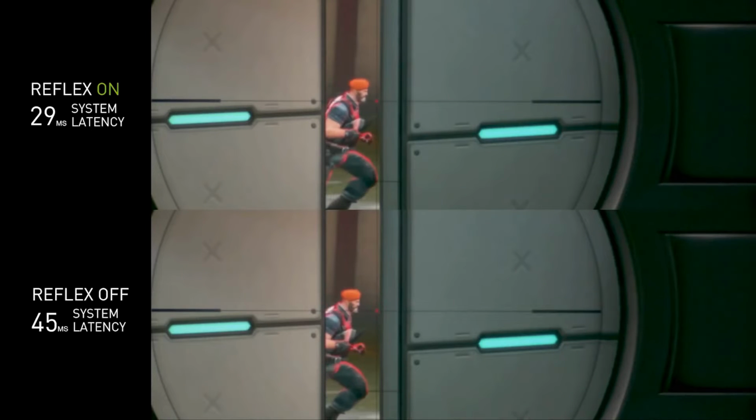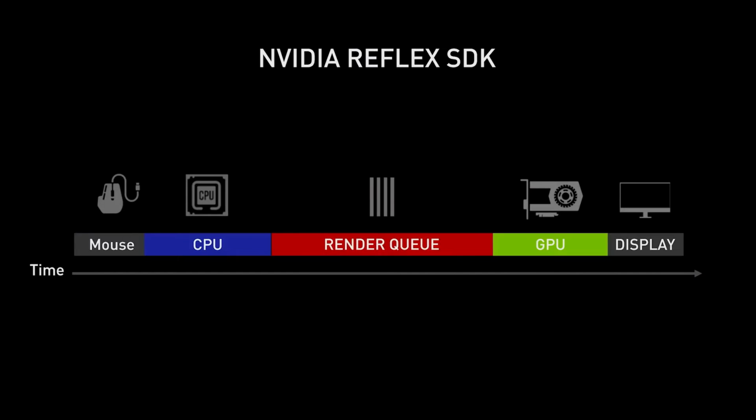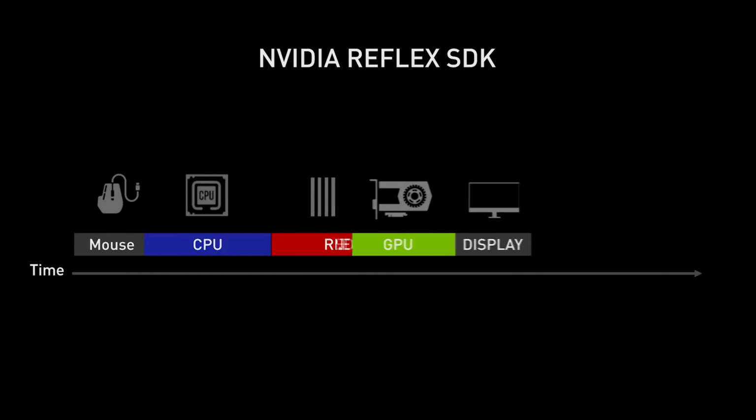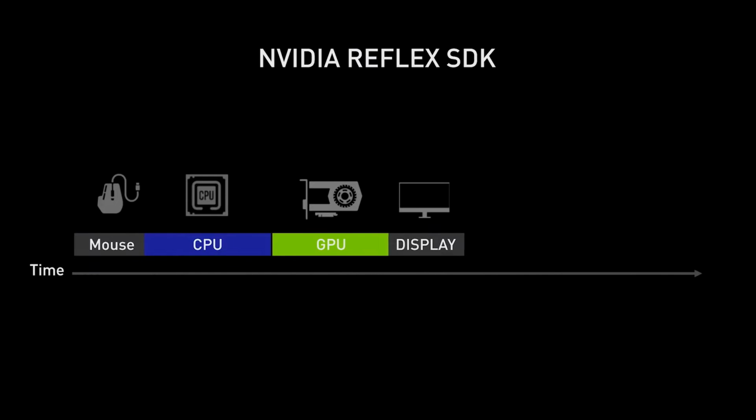Now, how does it do that? We spoke about the CPU queuing up these frames for the GPU, so it's constantly getting fed. What NVIDIA Reflex does is optimize that render queue. Now your CPU and GPU are working in sync, constantly giving you that high frame rate as well as reducing your system latency.